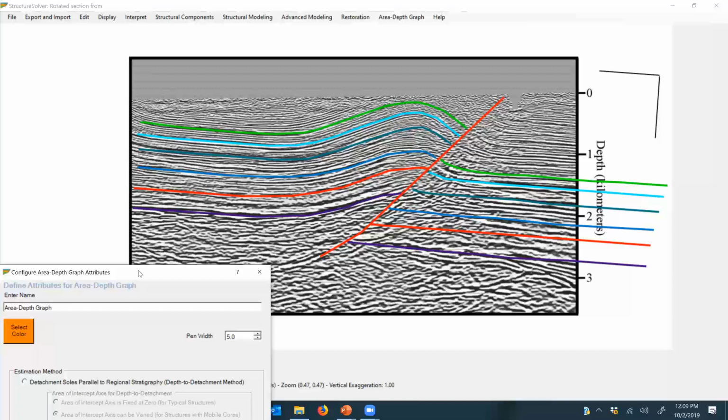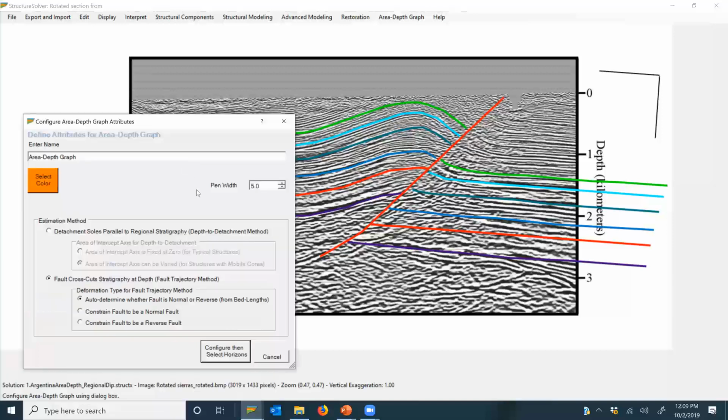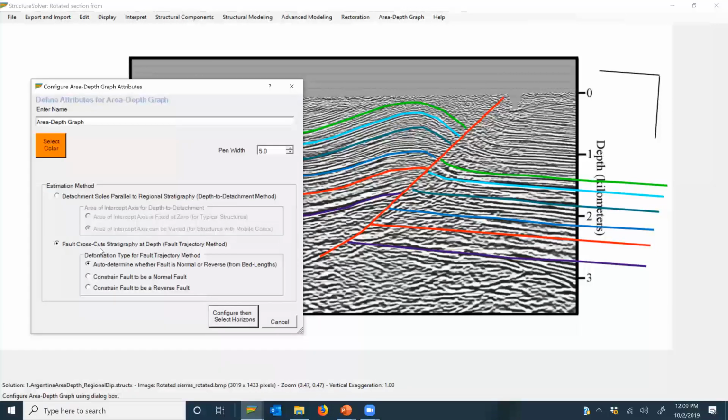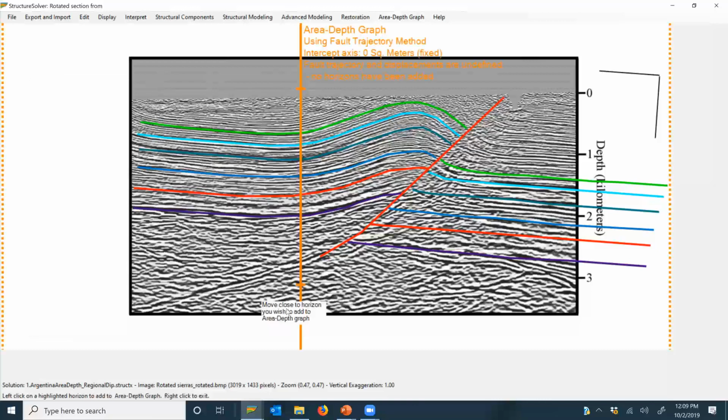By generalizing the equations behind the area depth method, we're able to maintain the same constant area assumption, but it allows us to deal with structures where the depth in the footwall is greater than the depth in the hanging wall. So we can actually compute fault dip now. That's why we're assuming that the fault crosscuts the stratigraphy at depth. This ends up being a much more flexible approach than the standard flat detachment method.